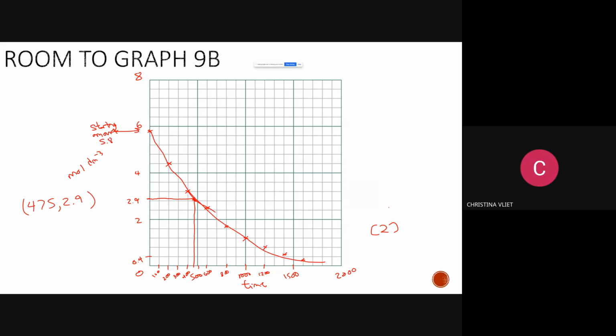0.4, 0.8, 1.2, 1.6. It should be somewhere in this general area, 1.45. And find that number on your graph. When I did it earlier, I had actually gotten 950 when I did it on my personal graph.